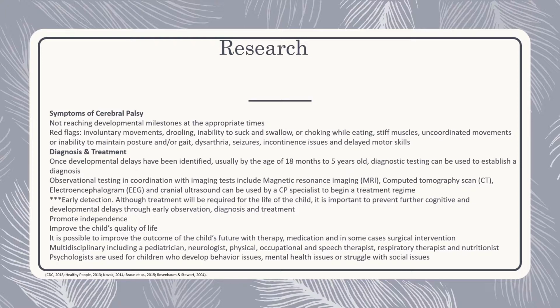There's usually a multidisciplinary team that is put together to collaborate and create an optimized individual treatment plan for these kids that will include a pediatrician, a neurologist. They'll have therapists on board, such as physical, occupational, and speech, respiratory, and they'll even have nutritional specialists. In some cases, they'll bring psychologists on board for those children that develop behavioral issues or have mental health issues or struggle with any social stigmas.